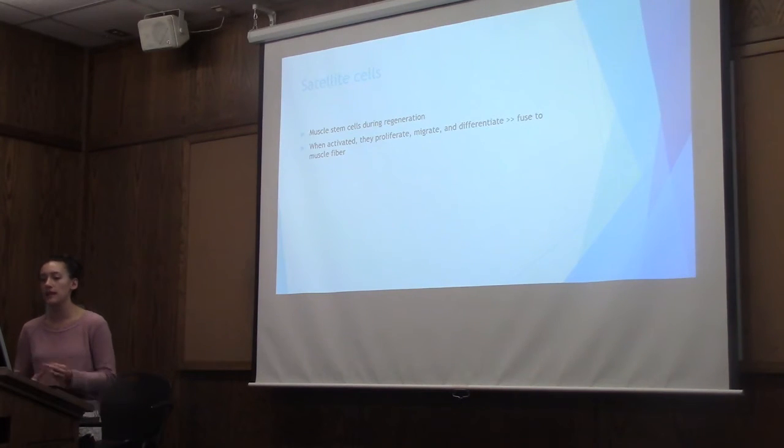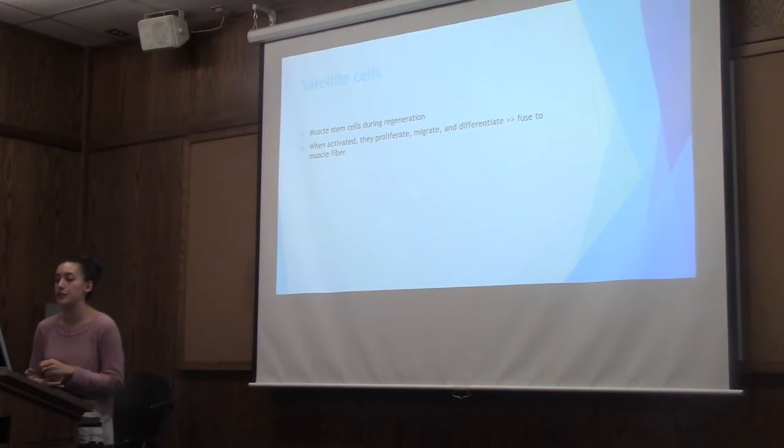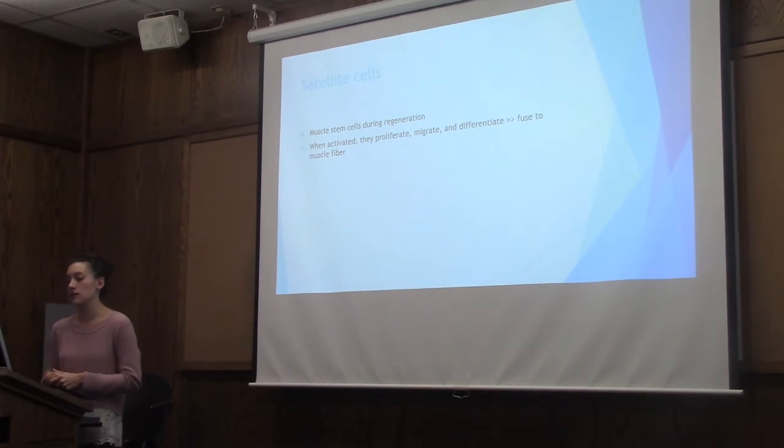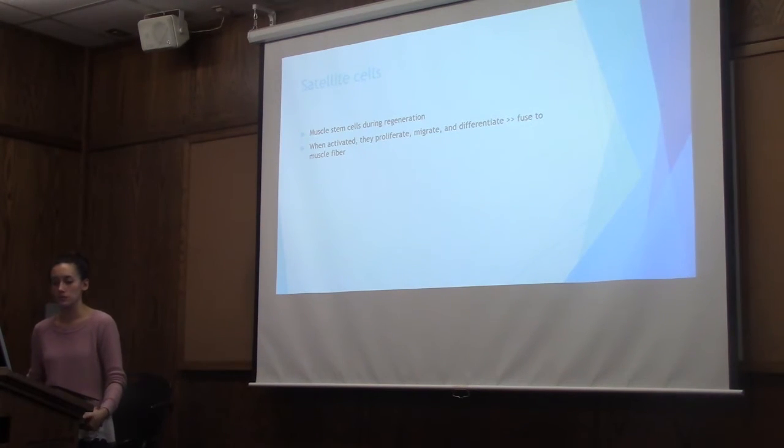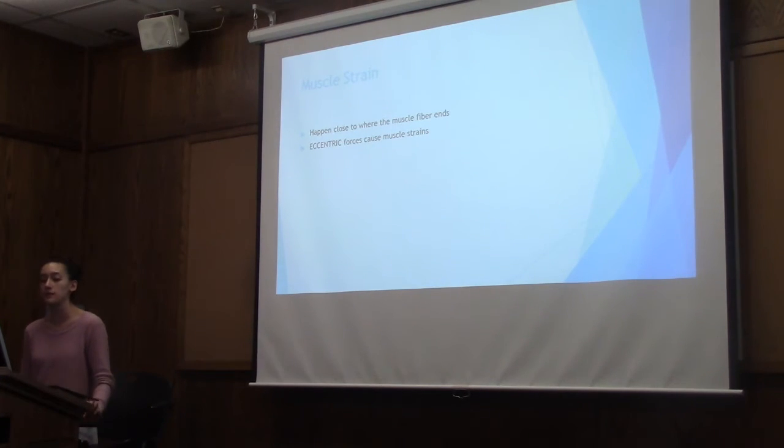Okay, so satellite cells are muscle stem cells that are activated during regeneration of the muscle. When they're activated, they proliferate, migrate, differentiate, and fuse to muscle fiber. We'll talk about what they do in the muscle healing process in a couple slides. Muscle strains happen close to where the muscle fiber ends, and eccentric forces cause muscle strains because there's a lot of force produced.